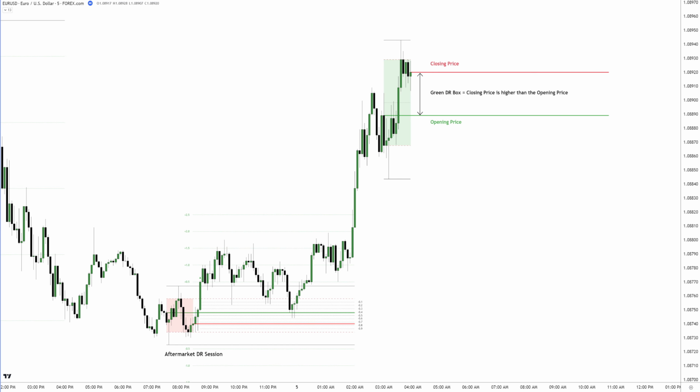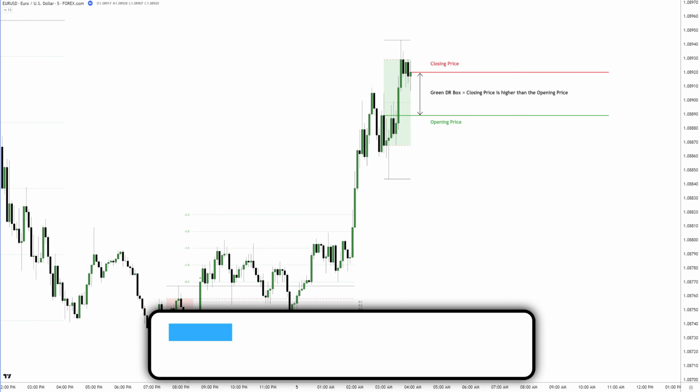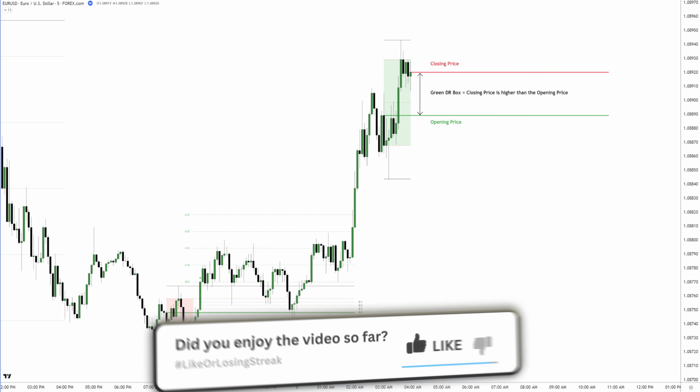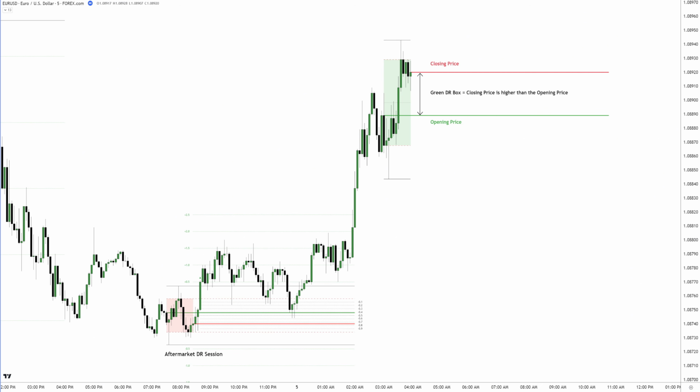Here, the overnight DR box is green, increasing the likelihood of a long confirmation and supporting the DR upside model. With these probabilities stacking in our favor, we can start preparing for the next steps.